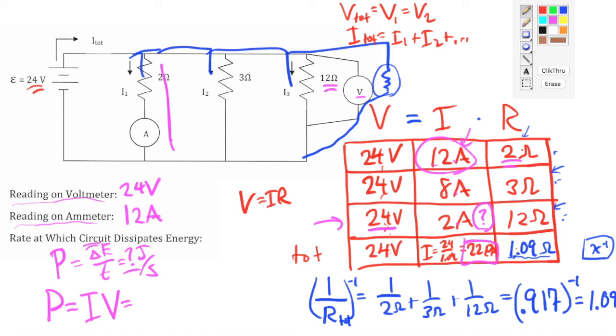Once we figure out I and V, it is not very hard to take our 22 amps times our 24 volts and calculate that this circuit uses up 22 times 24, or 528 watts, 528 joules per second. So power calculations, once we get our V, I, and R down, it's just a quick follow-up to calculate.